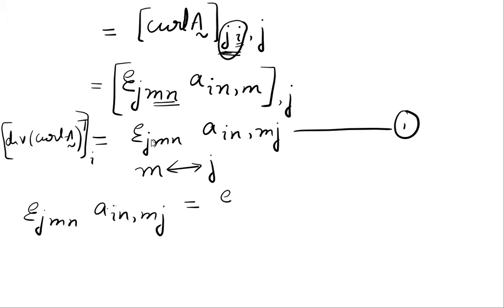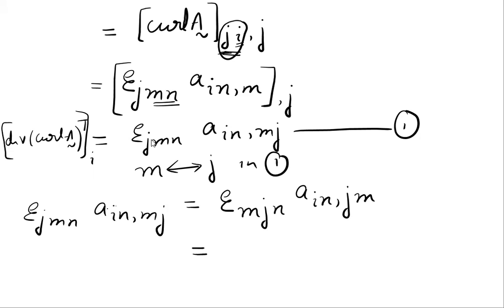So epsilon, in the place of j I'm putting m, and in the place of m I'm putting j. n as it is, a, i as it is, n also as it is, comma. In the place of m we are putting j, and in the place of j we are putting m. That is in equation 1. So we interchange these two in equation 1, and these two are the same.